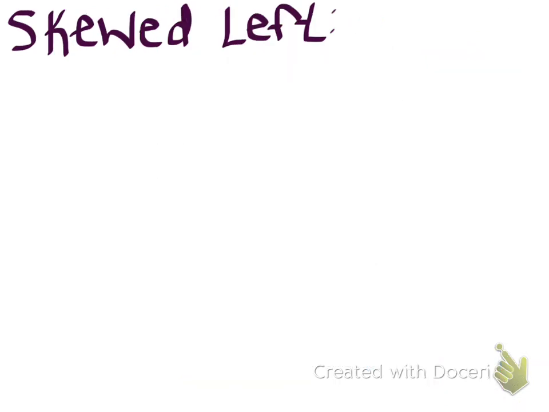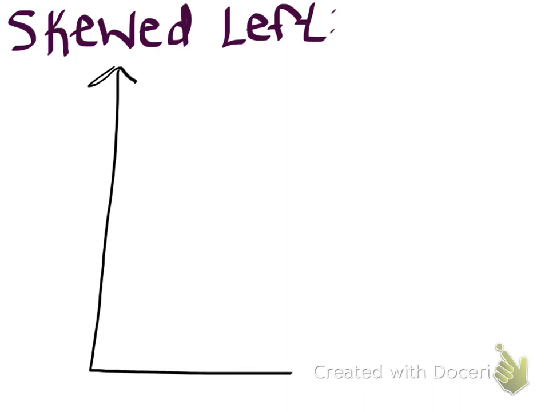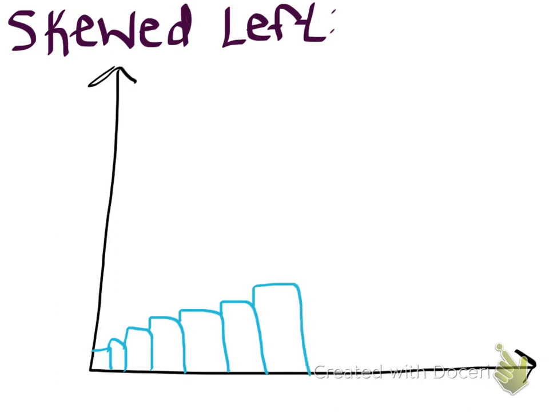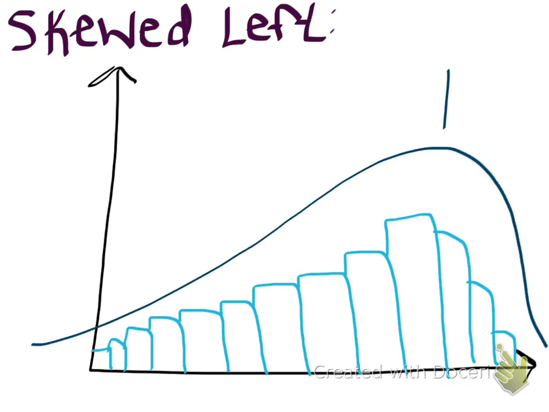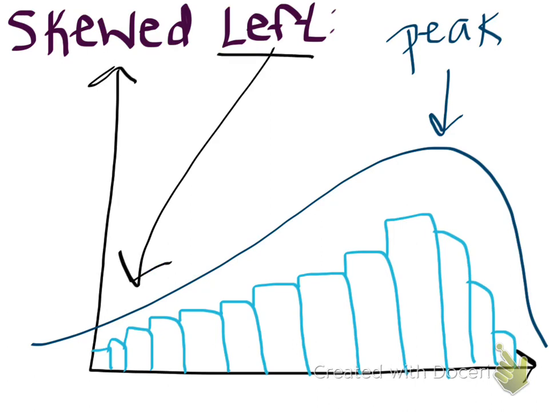And the last one is skewed left, which is the exact opposite of skewed right. So we have a tail over here on the left. This is starting to look funky. And then our peak is going to happen to the right of the middle. Maybe like right there is where our peak will happen on this one. Okay, and I draw my curve over it. So again, here's my peak, and my tail is over here on the left. So it is skewed left.